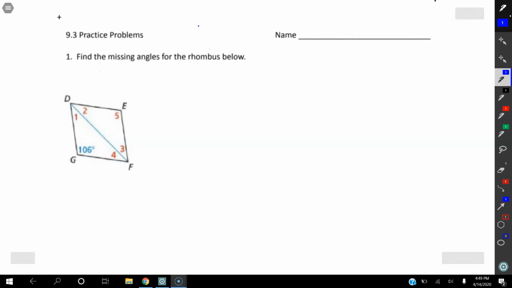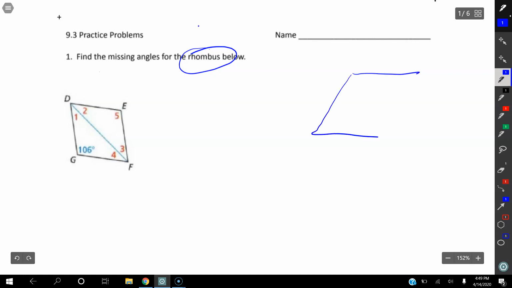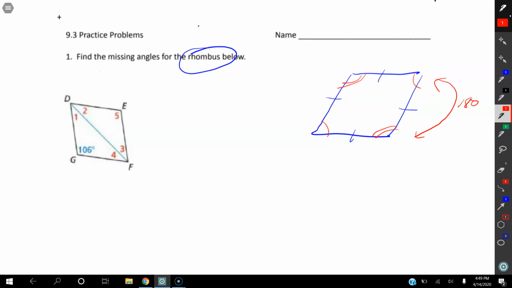So just a quick reminder, remember what a rhombus is? A rhombus has four equal sides. So all four sides are equal. It also has opposite angles that are equal, just like a parallelogram. These opposite angles are different, but they're equal. And another thing you need to know is consecutive angles are 180 degrees. So that's everything the same as a parallelogram.